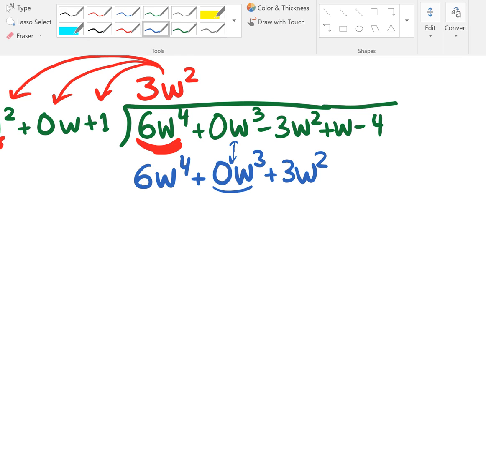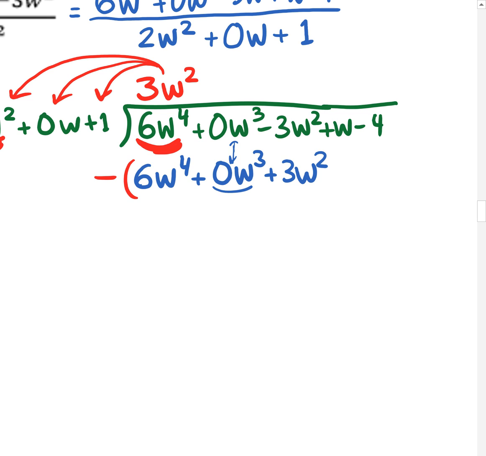Alright, now we need to subtract, but again, you have to put everything in parentheses and then distribute that subtraction sign onto everybody. So 6w to the fourth becomes negative, the 0w to the third becomes a negative, as does the 3w squared. And then you can forget about the subtraction inside. You've distributed, so you're done.